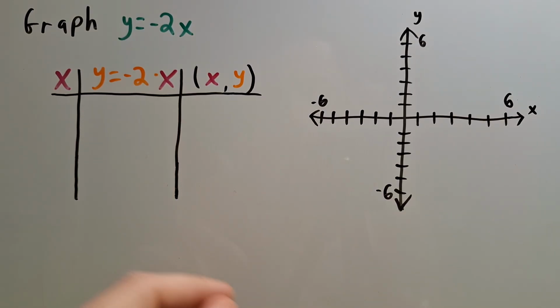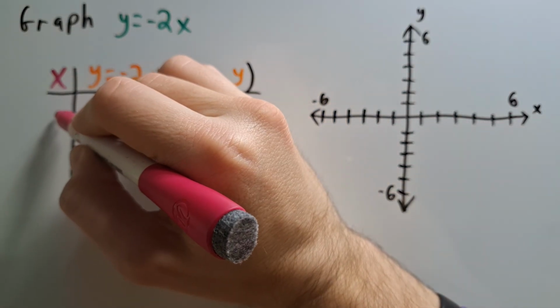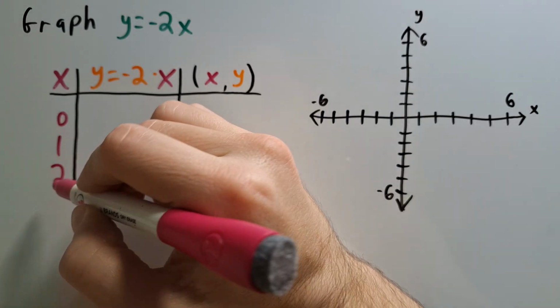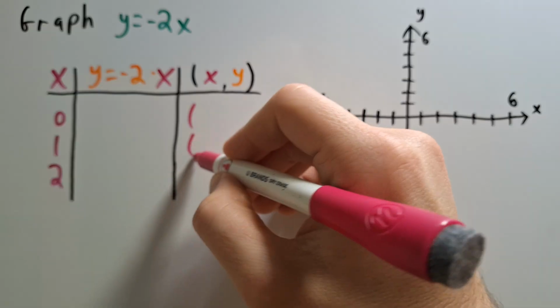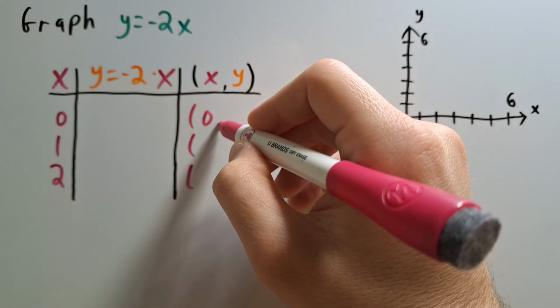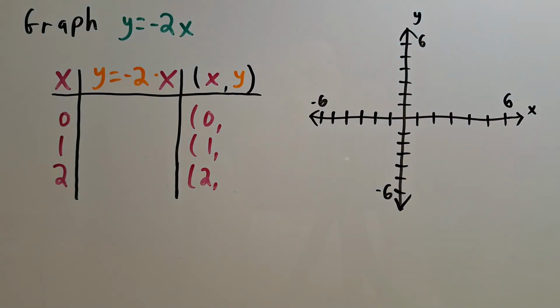So we'll start with x values. Remember to start with smaller numbers, so I'll go with 0, 1, and 2. And respectfully, those are the coordinates for those x points as well. So all we have to do now is take each of those values and multiply them by negative 2. And then we have our y point.